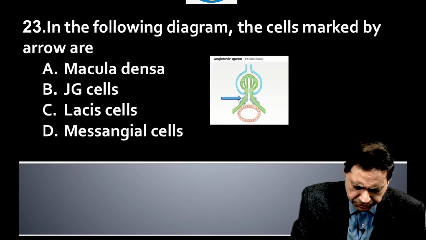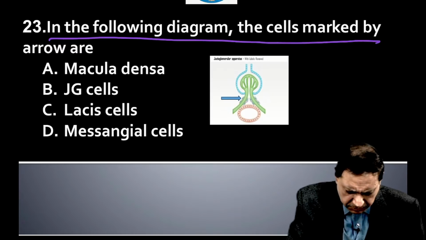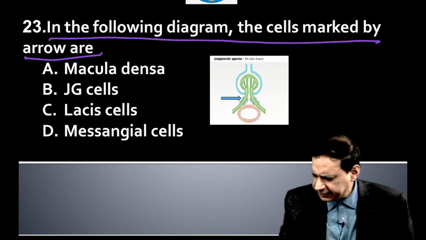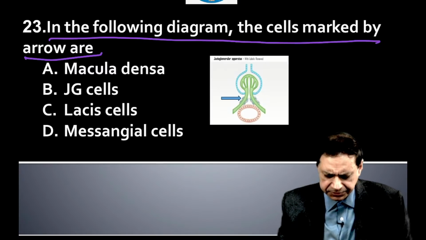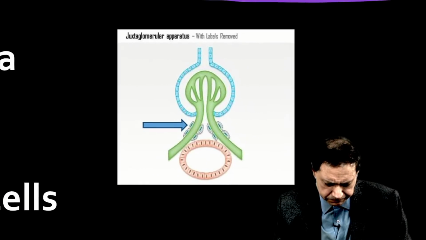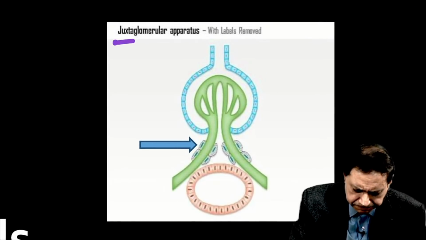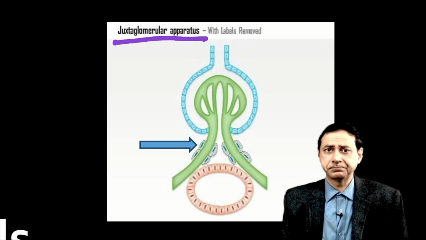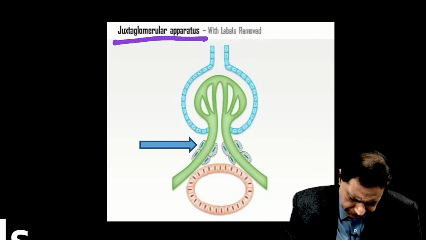See the next question. In the following diagram, the cells marked by arrow are. What are these cells? See this. This is JG apparatus. What are these cells?